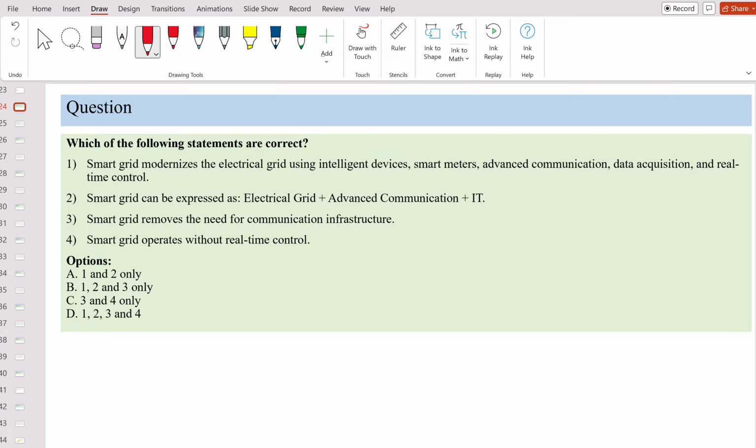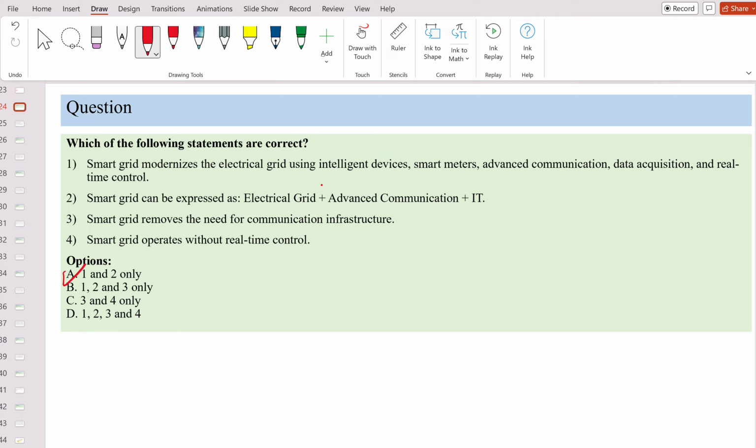Okay, option A. So that is correct. The option A is actually correct because the smart grid concept is like that. When you add the communication and control part to the conventional grid, it comes into controlling, real-time monitoring, and real-time communication between the different units. That is called a smart grid.